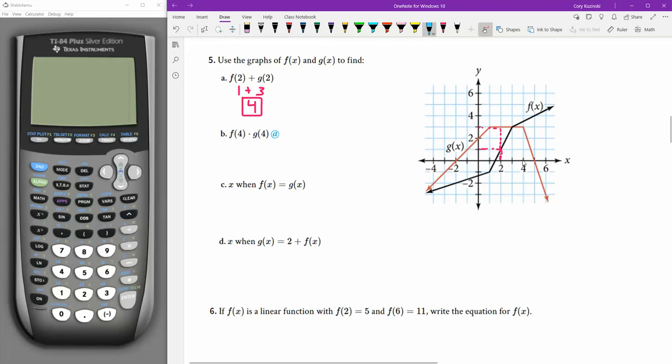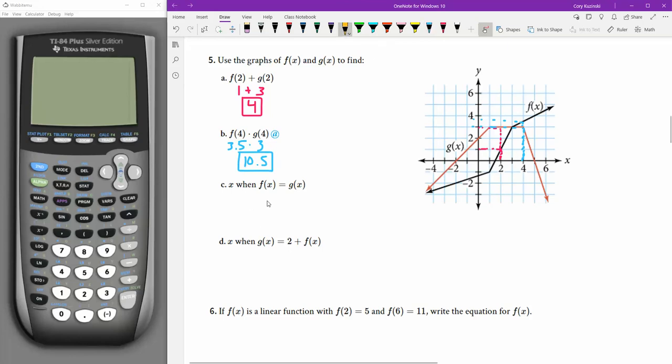f of 4, so we got to go up to the black function there, and that looks like it's 3.5. And then g of 4, that's shorter, that's at the 3. So we're going to multiply those. 3 times 3.5. 3 times 3 is 9. 3 times 0.5 is 1.5, so call it 10.5.